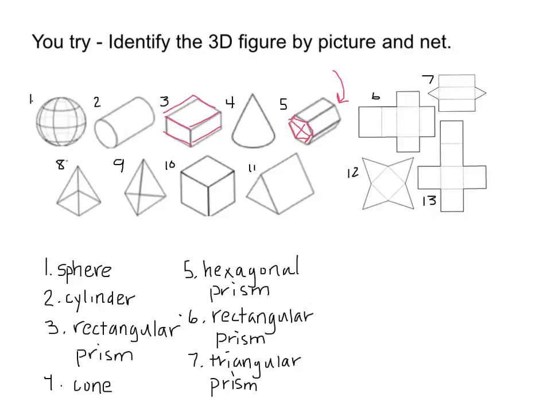The rest I will be saying instead of writing down, so you better listen to check your answers. 8 is a square pyramid based on the shape of its base, which is a square. 9 is a triangular pyramid, also based on the shape of its base. 10 is a cube. 11 is a triangular prism. 12 would be a square pyramid based on its base. And 13 would be a cube because all 6 of those face pieces look to be identical in size.